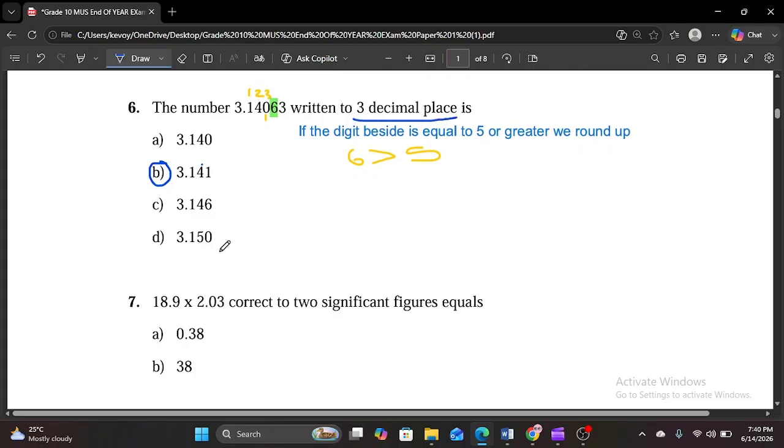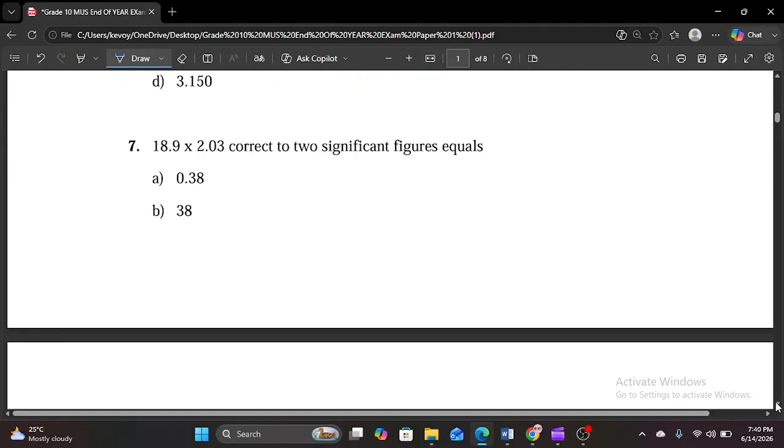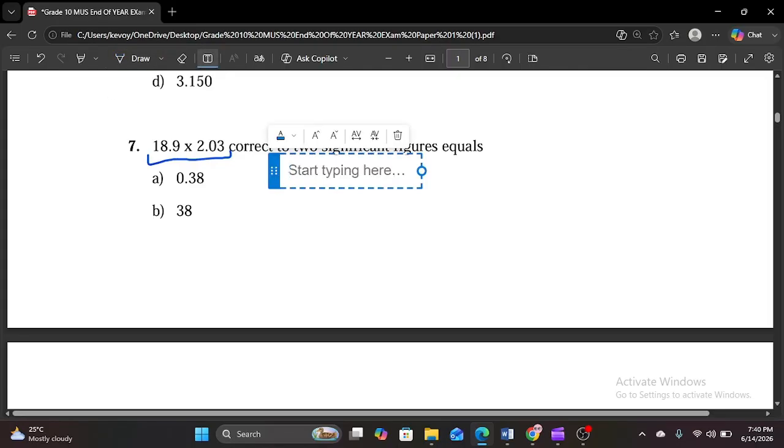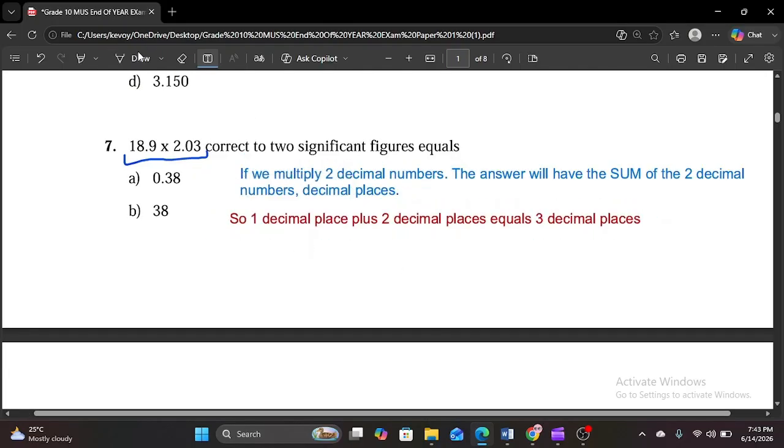All right. Moving on. Question 7. So we're going to multiply this and find the number to the correct decimal place. There's something important that you need to know, because we're not going to use our calculator, so we're going to work it out on our own. So if we multiply 2, all right, if we're multiplying these two decimal numbers right here, this number right here has 1 decimal place.